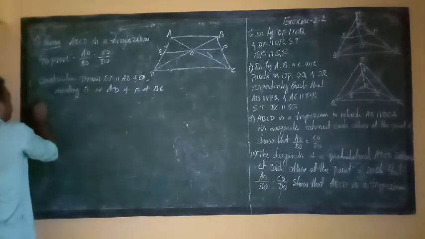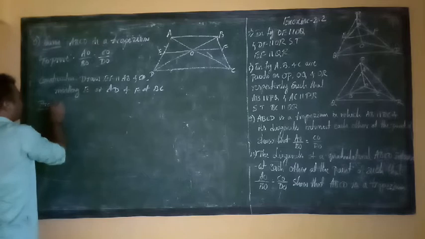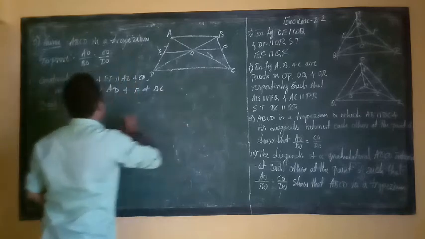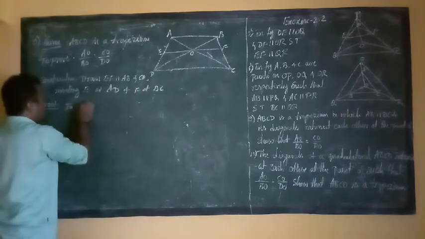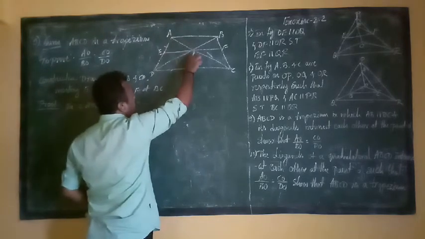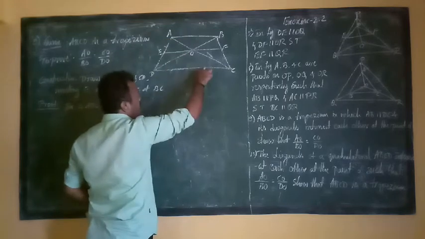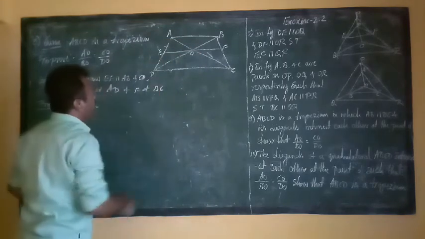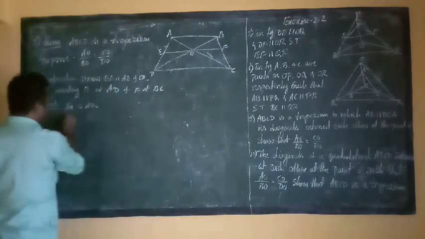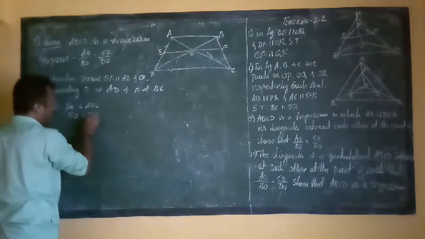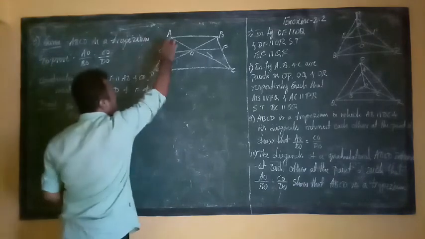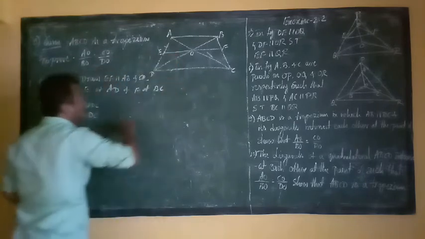Now the proof. See students, first I will consider triangle ADC, because we have to prove AO by BO, so AO and BO are involved. First you have to consider this triangle, then the other triangle. So in triangle ADC, EO is parallel to DC. Can I write EO is parallel to DC? Correct?